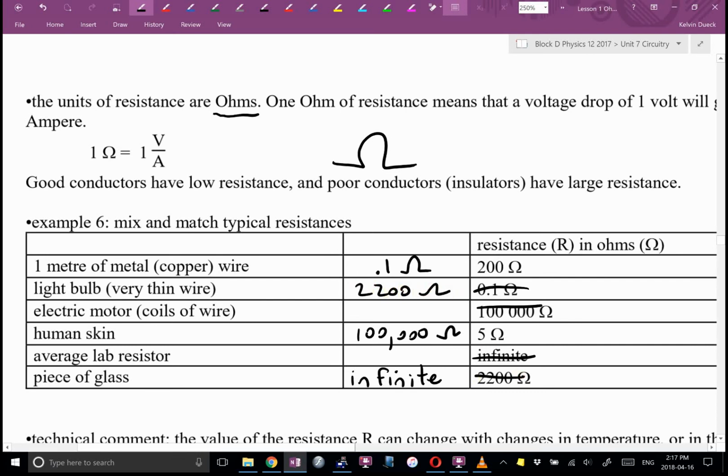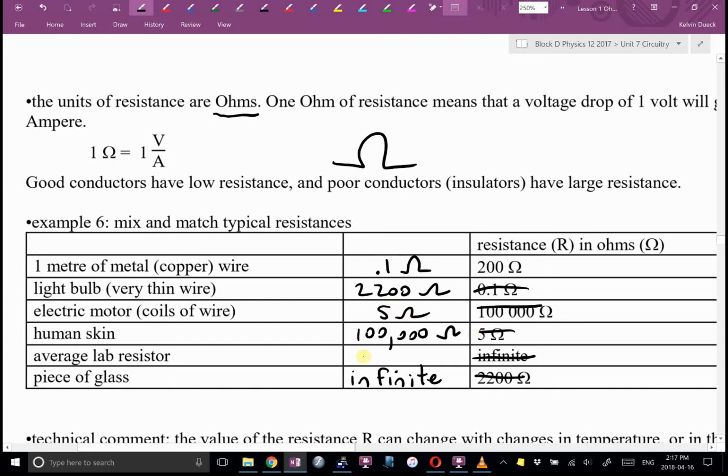And again, let me emphasize, I'm not going to ask you to memorize these. I'm just showing you that with a bit of thought, we can puzzle this out ourselves. So we have 5 ohms and 200 ohms. And we have an average lab resistor or an electric motor coil of wire. Which of these do you want to run with as low temperature as possible? The motor.